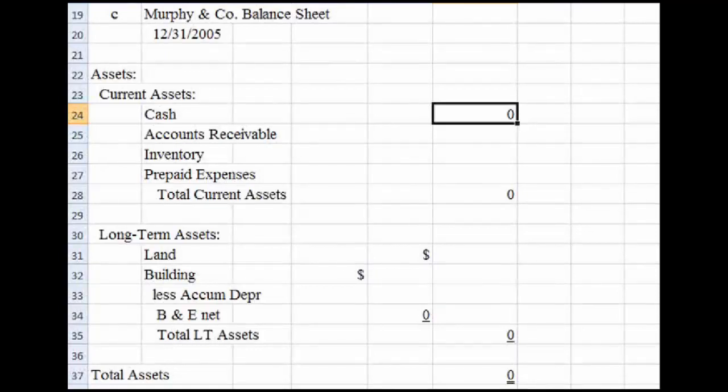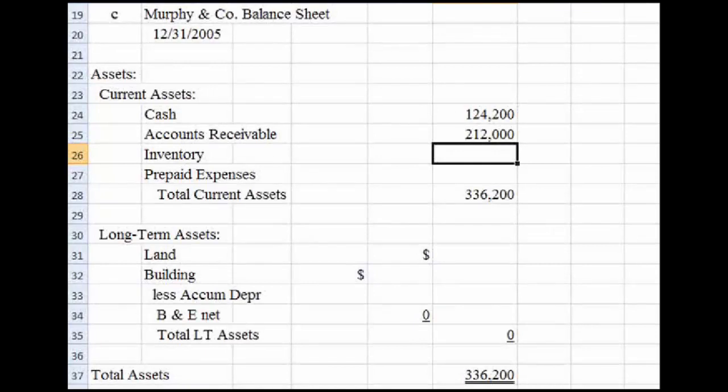Starting at the top, go down the list in the book until you find cash. As you can see, cash is $124,200. When doing a problem like this, I would suggest checking off each number as you put it onto the form. So I've checked off the cash amount in the book. Next on the form is accounts receivable, just below cash, and the problem shows $212,000 for accounts receivable. Enter it and check it off in the book. After that, we get inventory of $338,000, and then jumping back up towards the top of the list, we'll get prepaid expenses of $9,800.